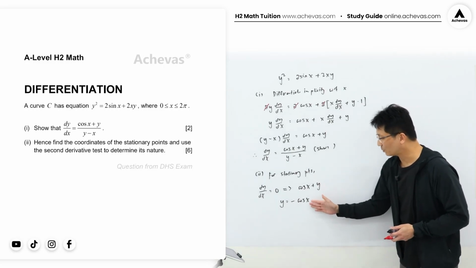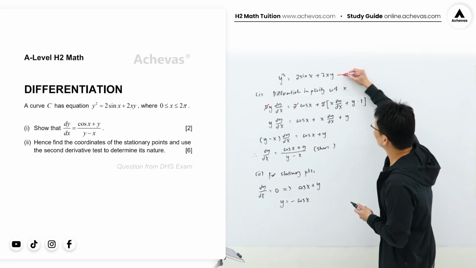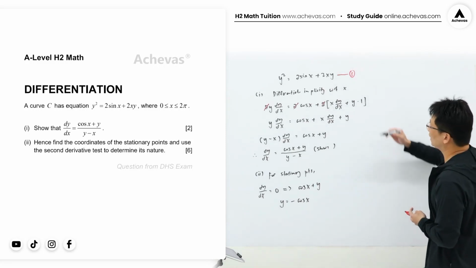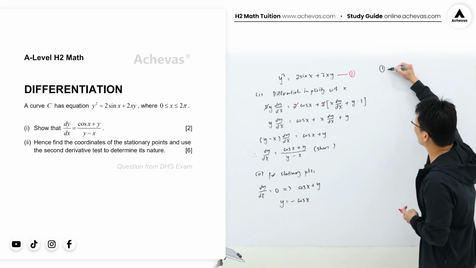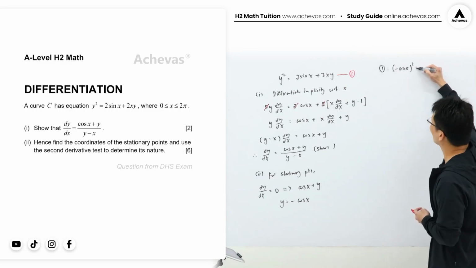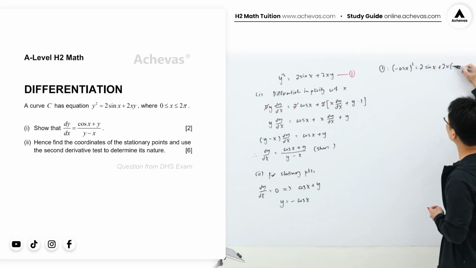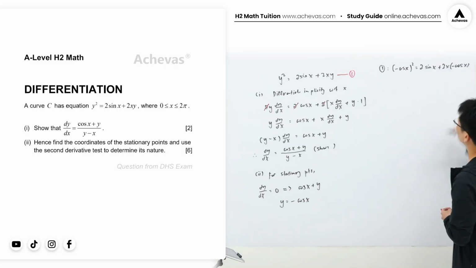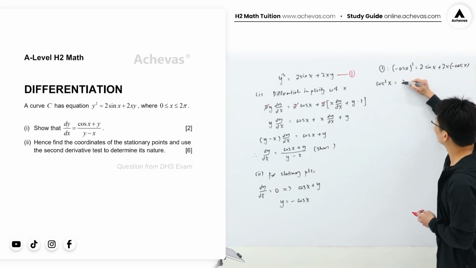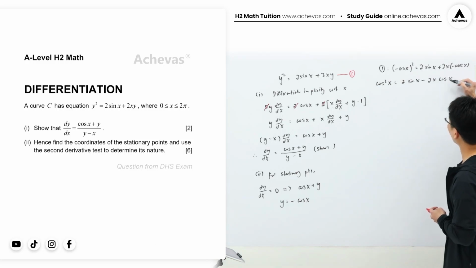So we are going to use this expression to sub back into our original equation. Maybe I'll just label this as equation number 1. So subbing into equation number 1, I will have minus cosine x squared equal to 2 sine x plus 2x times minus cosine x. Let's simplify a bit. We have cosine squared x equal to 2 sine x minus 2x cosine x.